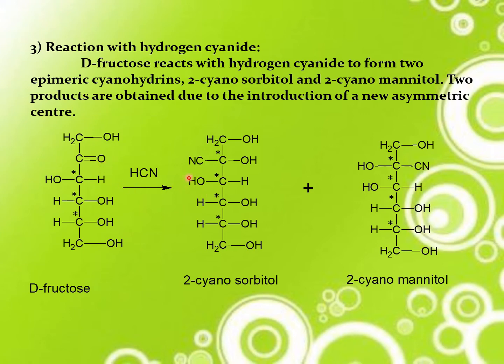We arrive with this product, CN-C-OH. Here a new asymmetric center is formed. So we have specified a star over the carbon number 2. Next, we'll imagine if C double bond O is present towards the left hand side. Now we'll arrive with this product. This H will be attached with this oxygen and CN will be attached with the carbon. So we get the product 2-cyanomannitol.